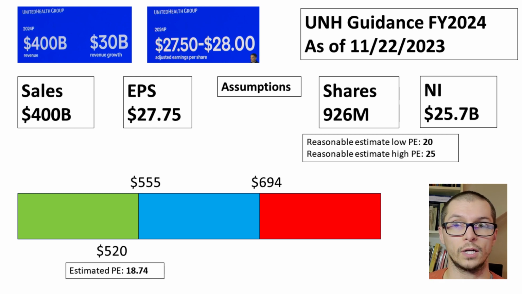Taking this new earnings per share figure, that $27.75, and multiplying it by our reasonable PE ratio range of between 20 and 25, we arrive at a fair value range between $5.55 and $6.94, which makes the current price of $5.20 look like a great deal, well below our established fair value range.